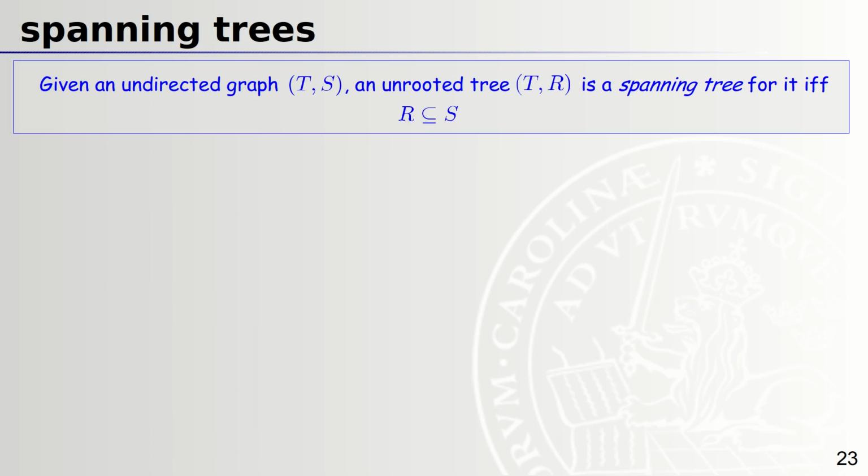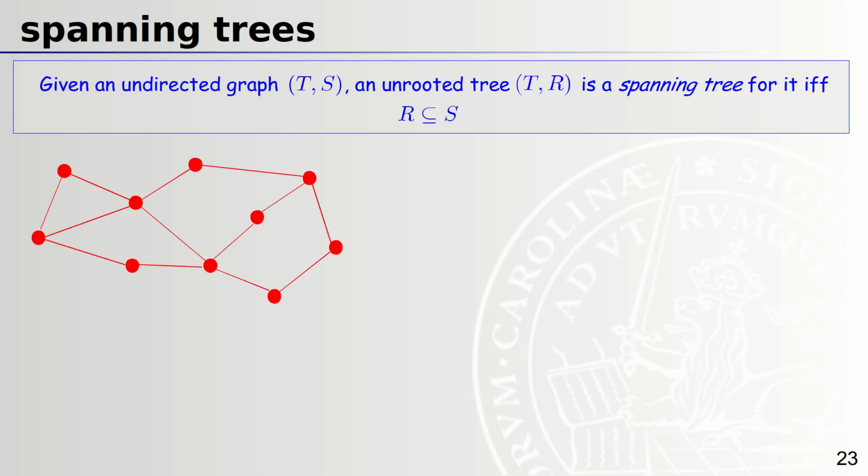An important application of unrooted trees is as so-called spanning trees of undirected graphs. A spanning tree is an unrooted tree that is contained within a graph. Suppose you have an undirected graph, that is one where the edge relation is symmetric. The graph has to be connected so that it doesn't contain multiple unconnected subregions. By removing a few edges, we can turn it into an unrooted tree.